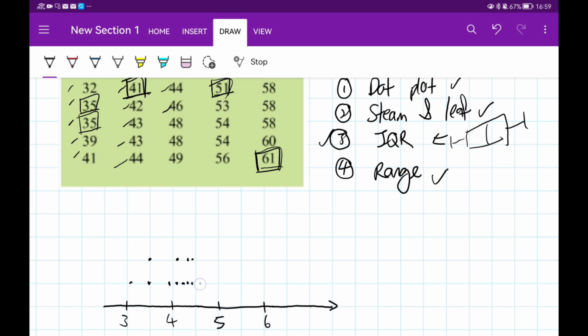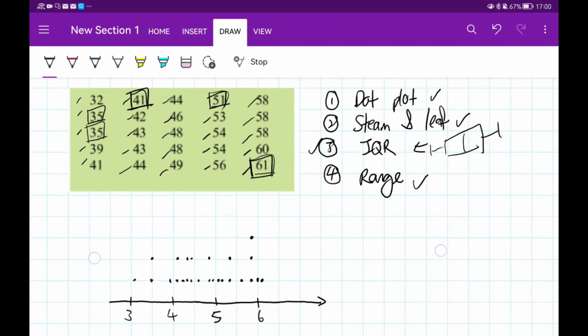46 somewhere right here. 48 somewhere right here, another 48. 49, 51, 53, 54, 56, 58. We got three 58s, so we plot 58, another 58 over here, and 60 and 61. Alright, so that's the dot plot graph.